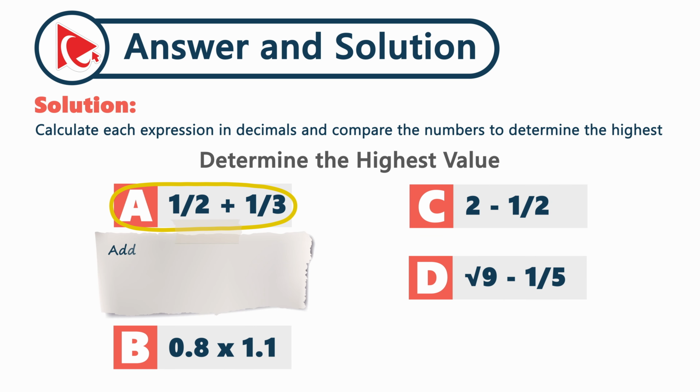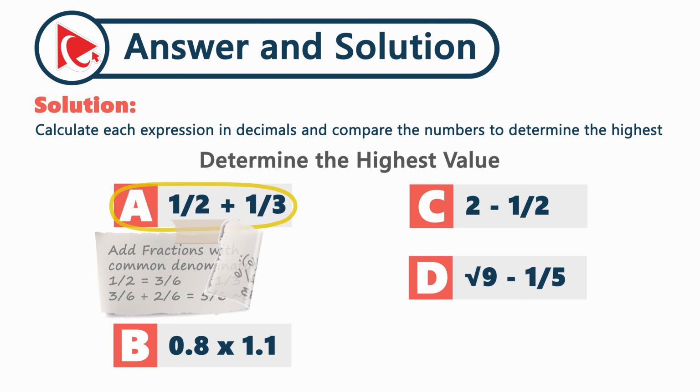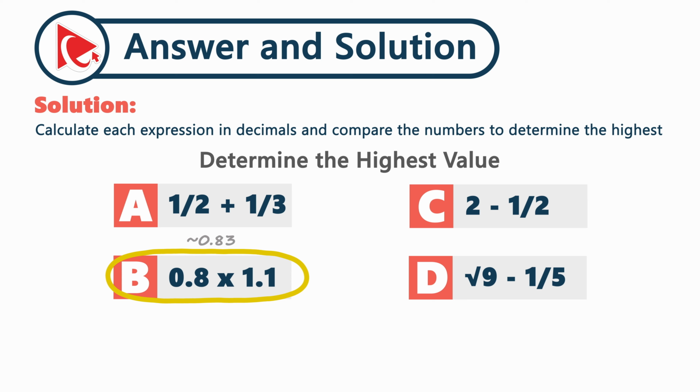To solve this expression, we need to add fractions with a common denominator, which is 6. 1/2 equals 3/6, and 1/3 equals 2/6. 3/6 plus 2/6 equals 5/6, which approximately, when converted to decimal, equals 0.83. Now let's look at choice B, 0.8 multiplied by 1.1. If you think about it, it's so simple you can do it in your head. It would be 8 multiplied by 11, moving the results behind the dot. So the answer is 0.88.